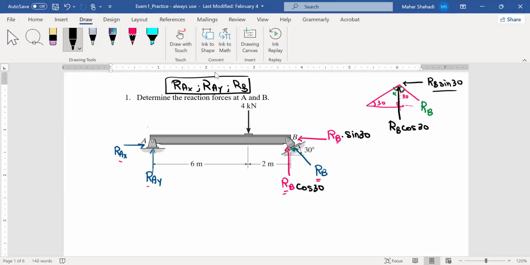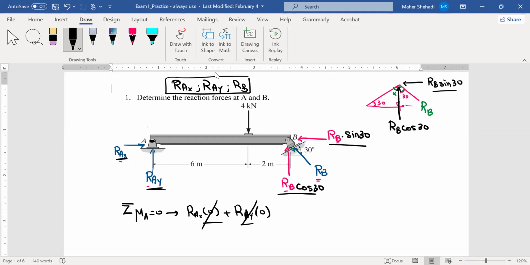Usually it's faster if we start with the moment equation, because I can see 1, 2 unknowns in the x direction, 1, 2 in the y direction. I take it about the point that has the most number of unknowns. Which one is that? Although taking it about B would also help, it's the same. But if I take it about point A, that means RAY and RAX are both going to disappear from my equation because they're both passing through point A. So RAX times 0 minus RAY times 0, that's just going to disappear.